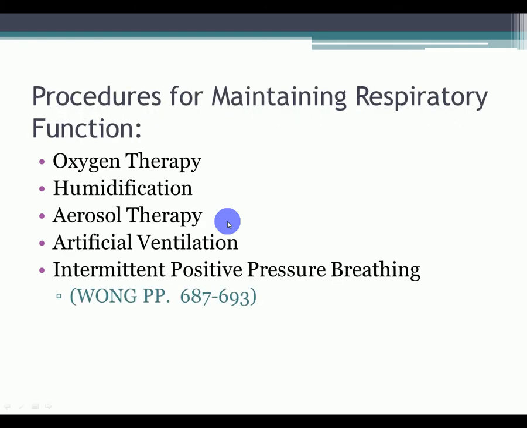All right, there are procedures for maintaining respiratory function. We have oxygen therapy, humidification, aerosol therapy, artificial ventilation, and intermittent positive pressure breathing. These are covered back in your other chapter. And if you will look on pages 687 through 693 with me, we will go over those.